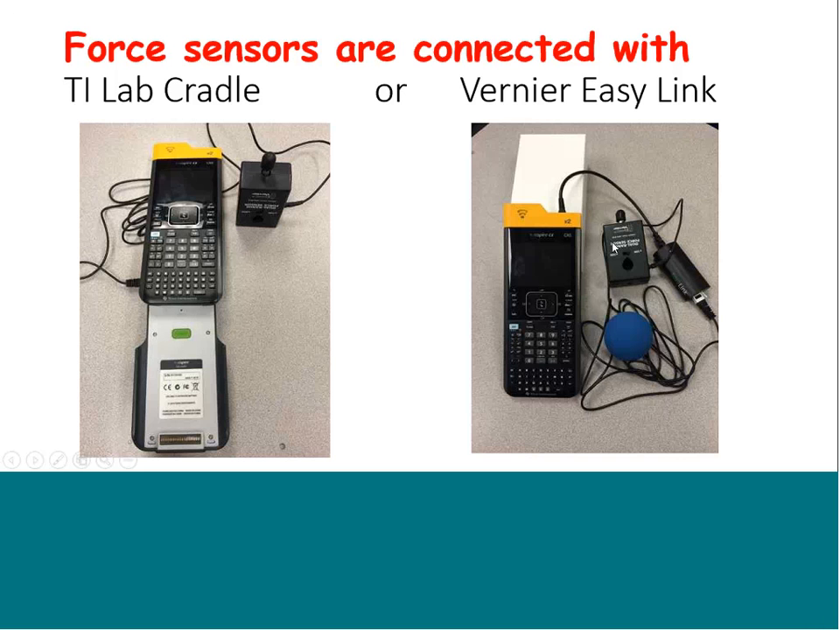If you want to use just one probe, so if you're just going to drop the ball onto the force sensor, then you can use the Vernier EasyLink shown on the right. You just plug the force sensor in, and then you connect that to the Nspire, and you're ready to collect the data.